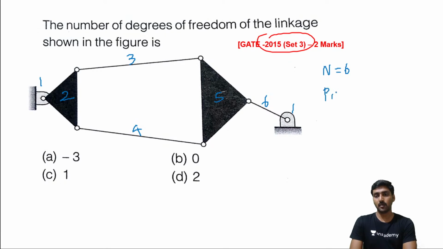Number of lower pairs: 1, 2, 3, 4, 5, 6, then 7. So there are 7 lower pairs. There is no higher pair in this mechanism, therefore P2 is equal to 0. Now the degrees of freedom.